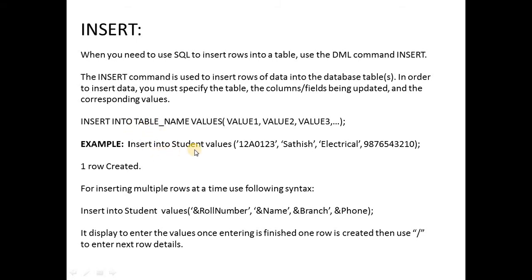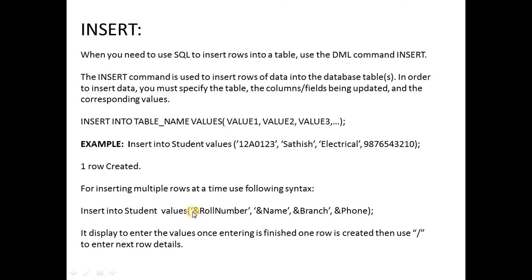Example, insert into student values, a roll number here, what is the student name, what is the branch name, mobile number. Once you do this, it will say that one row is created. You can even insert multiple rows at a time by giving the syntax like this: insert into student values, ampersand roll number, ampersand name, ampersand branch and ampersand phone.